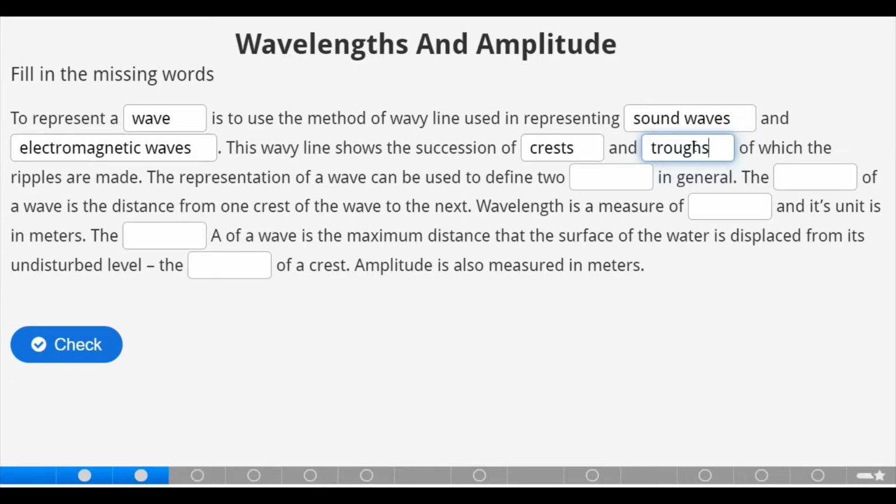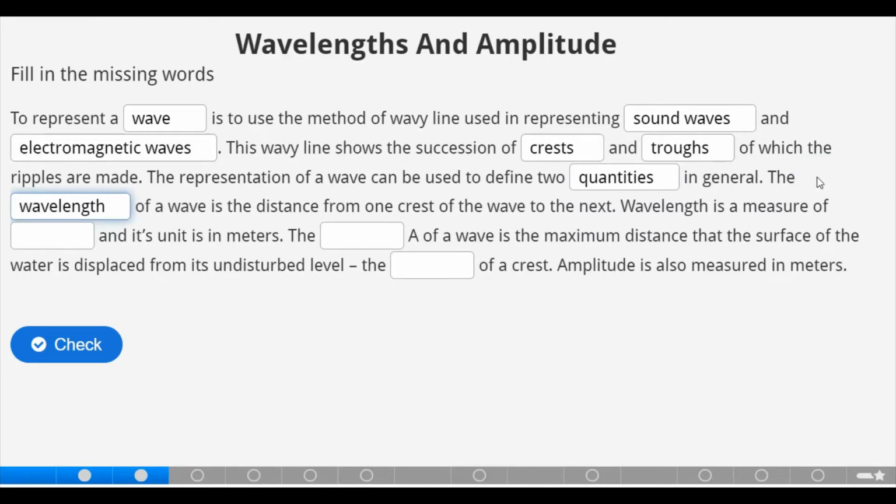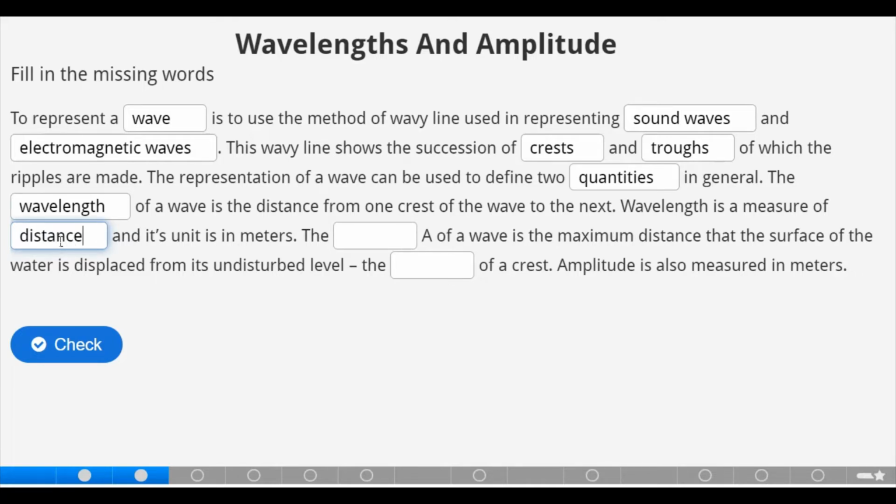The representation of a wave can be used to define two quantities. In general, the wavelength of a wave is the distance from one crest of the wave to the next. Wavelength is a measure of distance, all right? And its unit is meters.